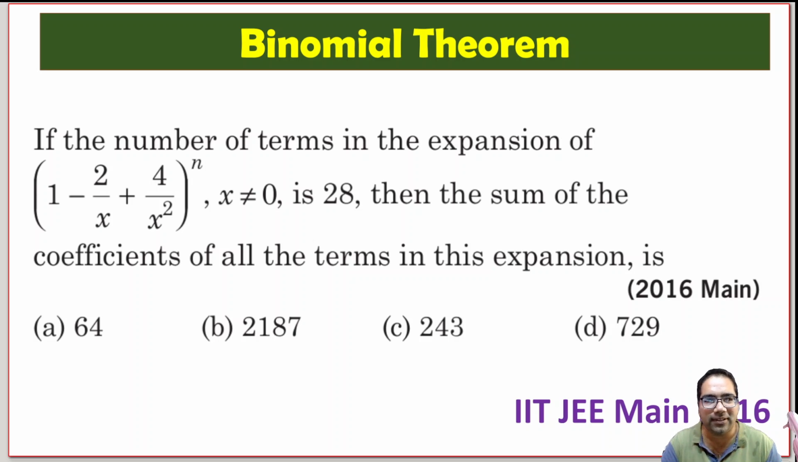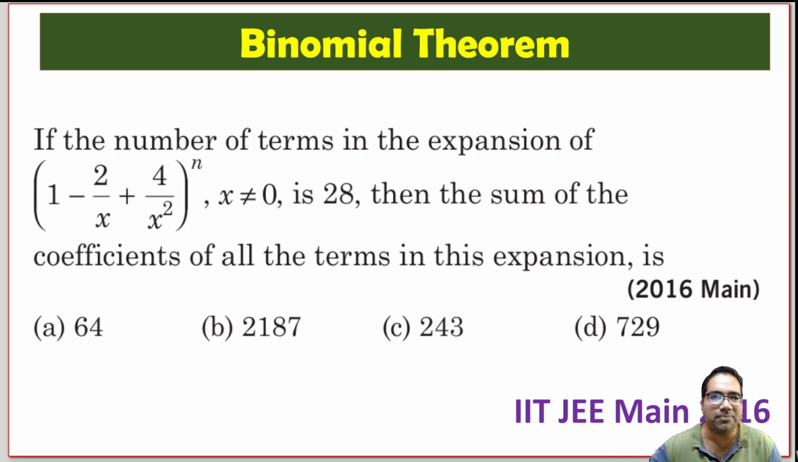Here we are told that the number of terms in this expansion, (1 minus 2 by x plus 4 by x square) whole power n, is 28. Then what is the sum of coefficients of all these terms in this expansion? Okay, so this is in the form of (a plus b plus c) whole power n. Right, how many terms are there?